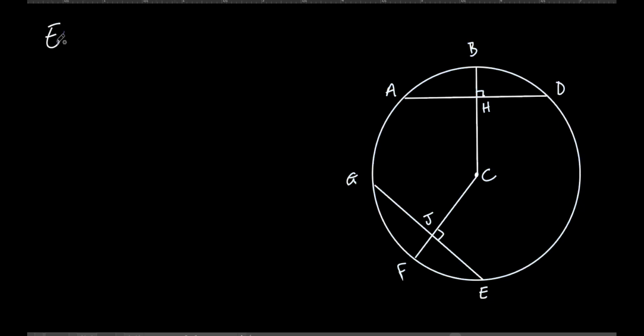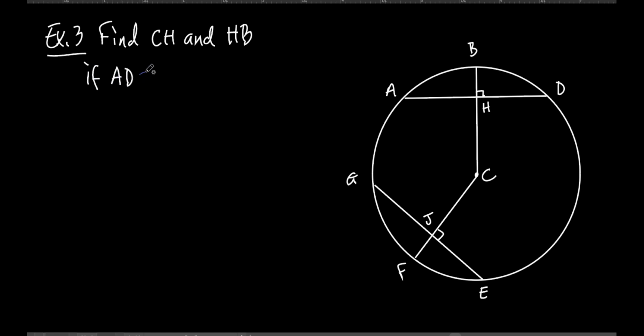Here's what it says. This is example 3 in the book, and it says find CH and HB if AD equals GE equals 10. And it's centimeters. We'll throw that in at the end, okay?